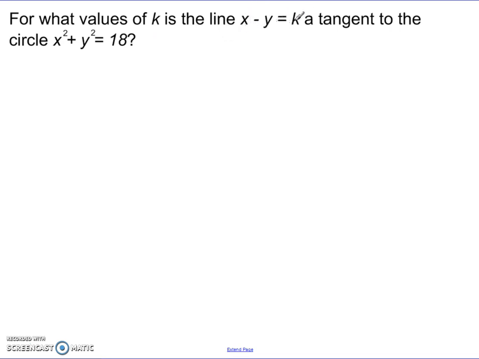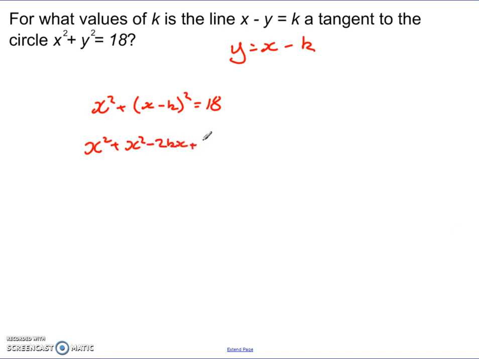x minus y equals k, rearrange it to y equals mx plus c. So from that, I say y equals x take away k. Now remember, the k is the variable we're trying to find. It's not a variable we know. Substitute it into here, and I get x squared plus (x take away k) all squared equals 18. Multiply out this bracket here, I get x squared plus x squared take away 2kx plus k squared equals 18.